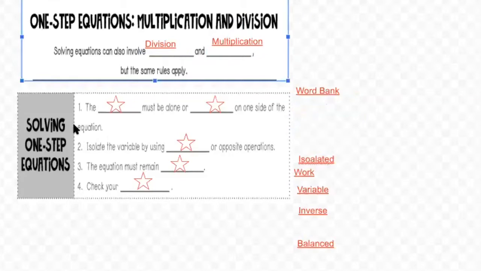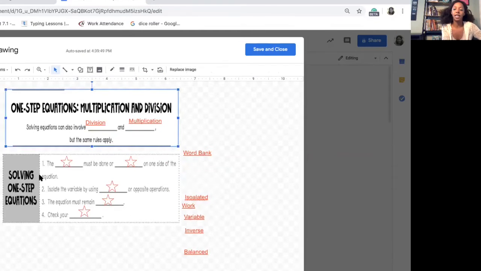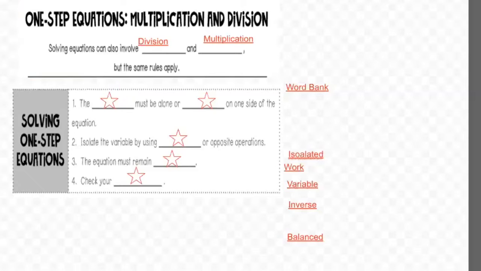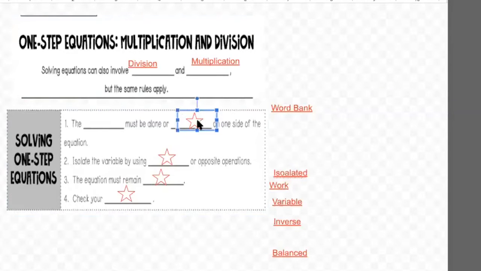Next is number 1. The blank must be alone or blank on one side of the equation. What we're going to be doing is isolating our variable. Isolating means putting it alone. If you isolate something, you want it to be alone. And to do that to our variables, which will be our letters or symbols, our stars, we're going to fill in our stars with text boxes.